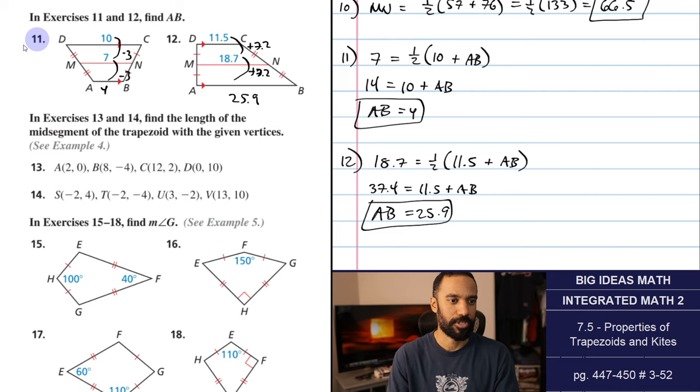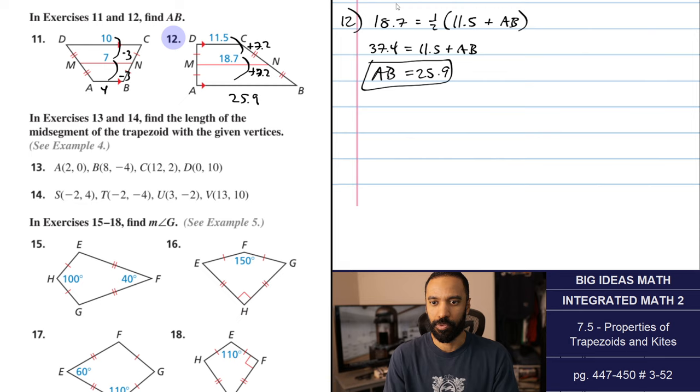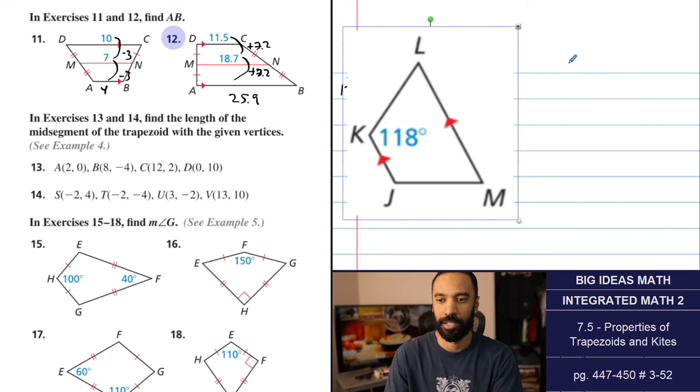Oh, that was number 12. I do apologize there. But I'm going to go ahead and set up number 13 while you see that I selected number 12. So let's go ahead and not paste that. Let's paste an old graph.